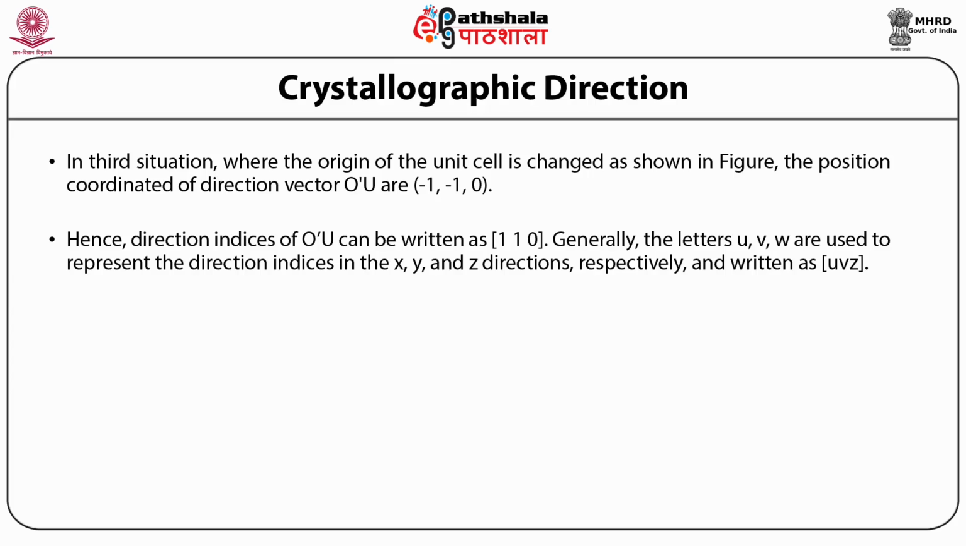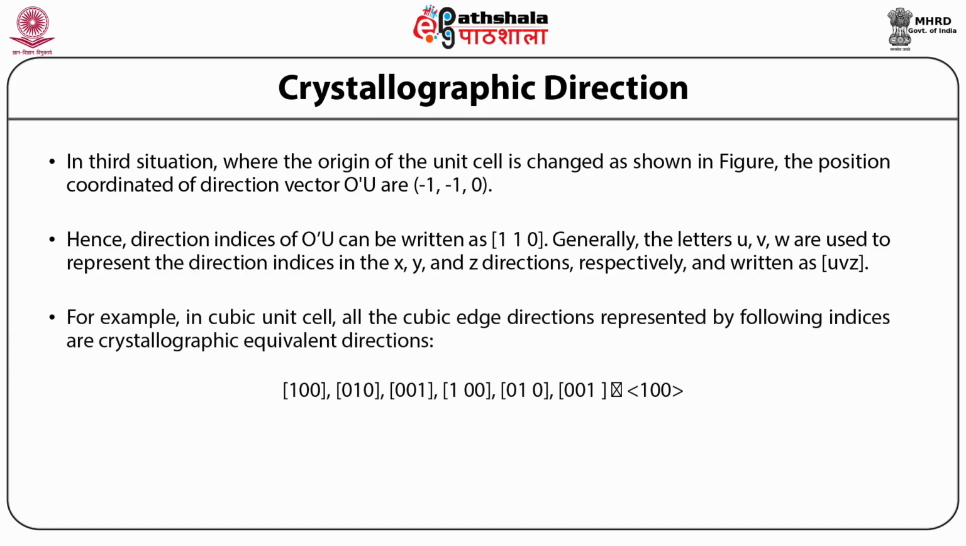Generally, the letters U, V, W are used to represent the direction indices in the X, Y, and Z directions respectively, and written as square bracket UVW. In a cubic unit cell, all parallel direction vectors have similar crystallographic direction indices.